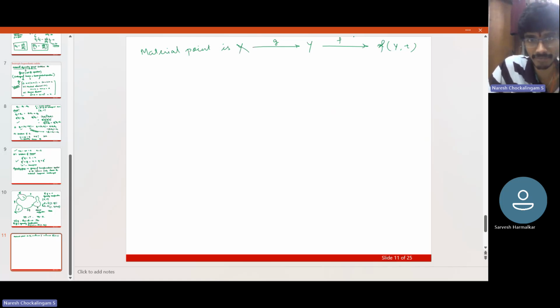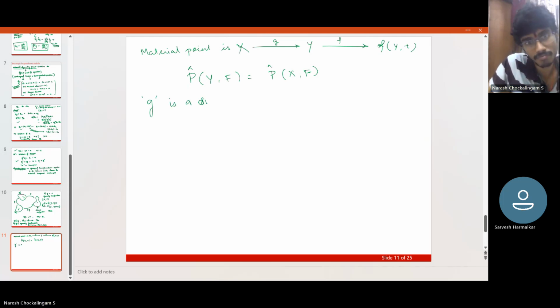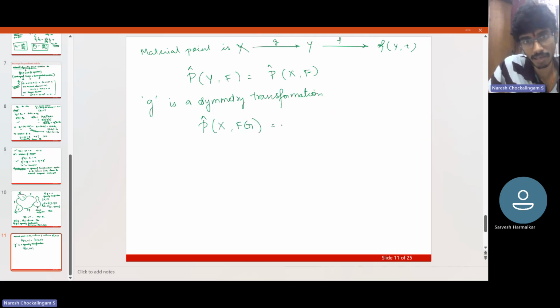So the material point itself is not changing. Therefore, the response should not change. It cannot depend on a different material point. So P of Y comma F is nothing but the response of X comma F, because the X identifies the material point. Therefore, if G is a symmetry transformation, then P of X comma Fg should be equal to P of X comma F.